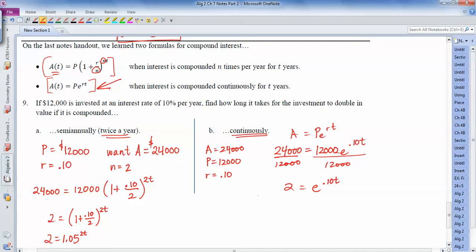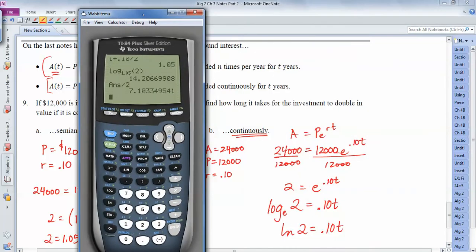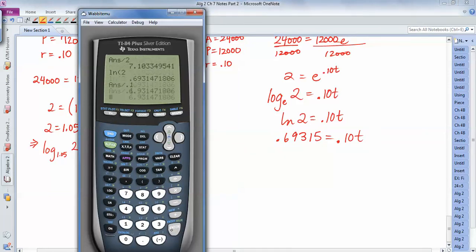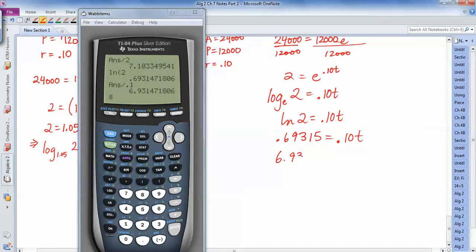And then at this point, we can use that change formula. So it would be log base e of 2 equals 0.10T. And this side is the same thing as saying ln of 2 equals 0.10T. So now we can go to our calculator and type in ln of 2. So we've got 0.69315-ish equals 0.10T. And then if I divide both sides by 0.1, I get 6.931, let's just say that, equals T.